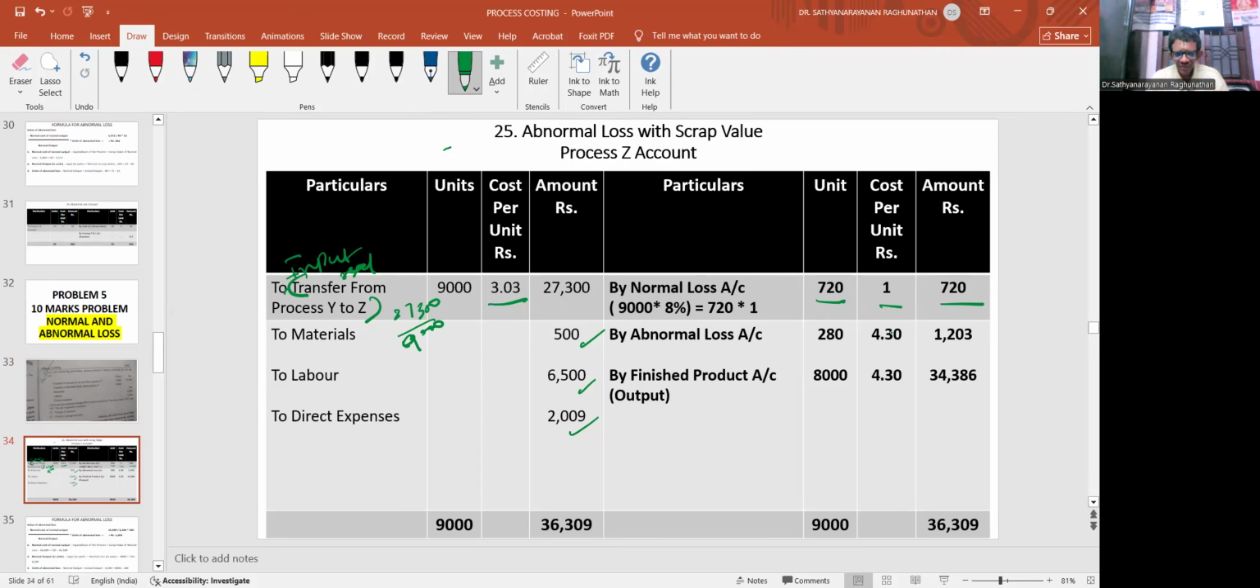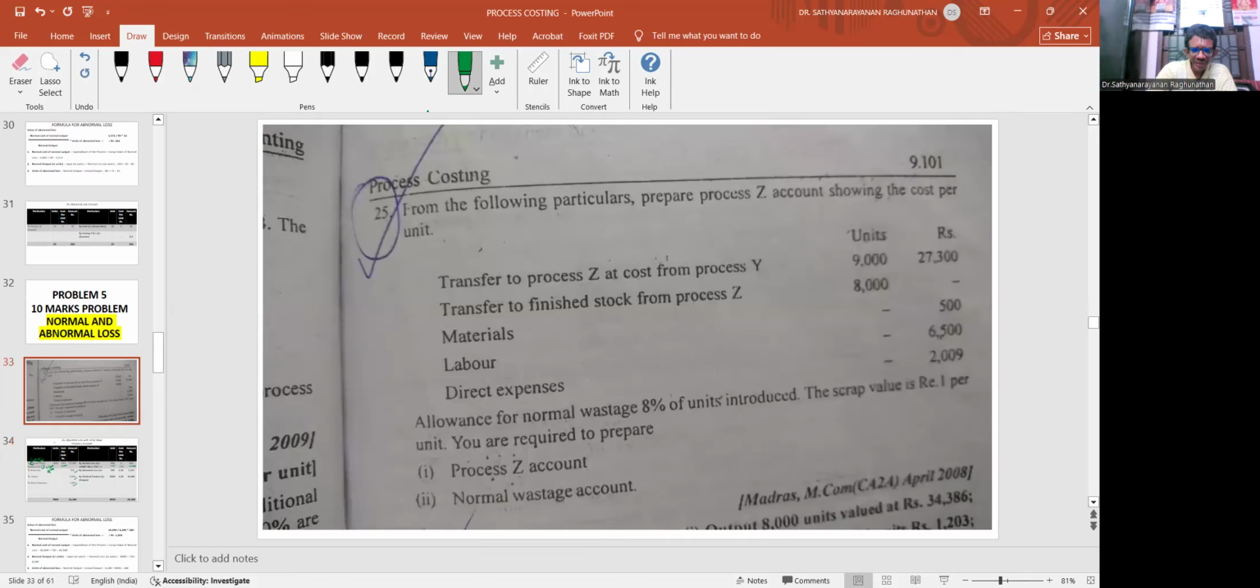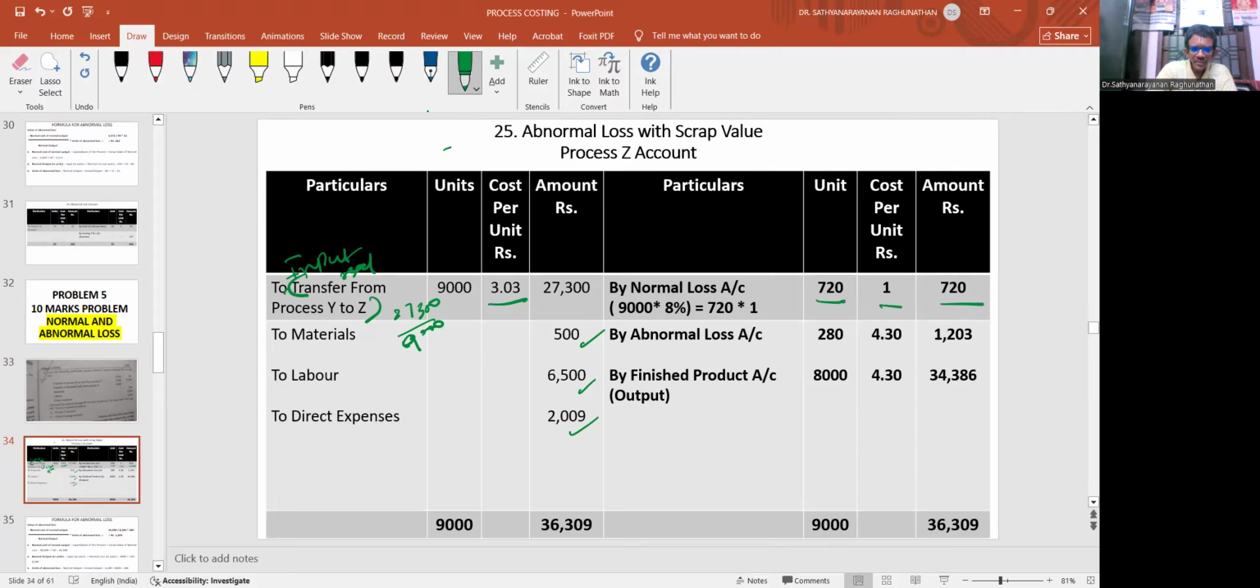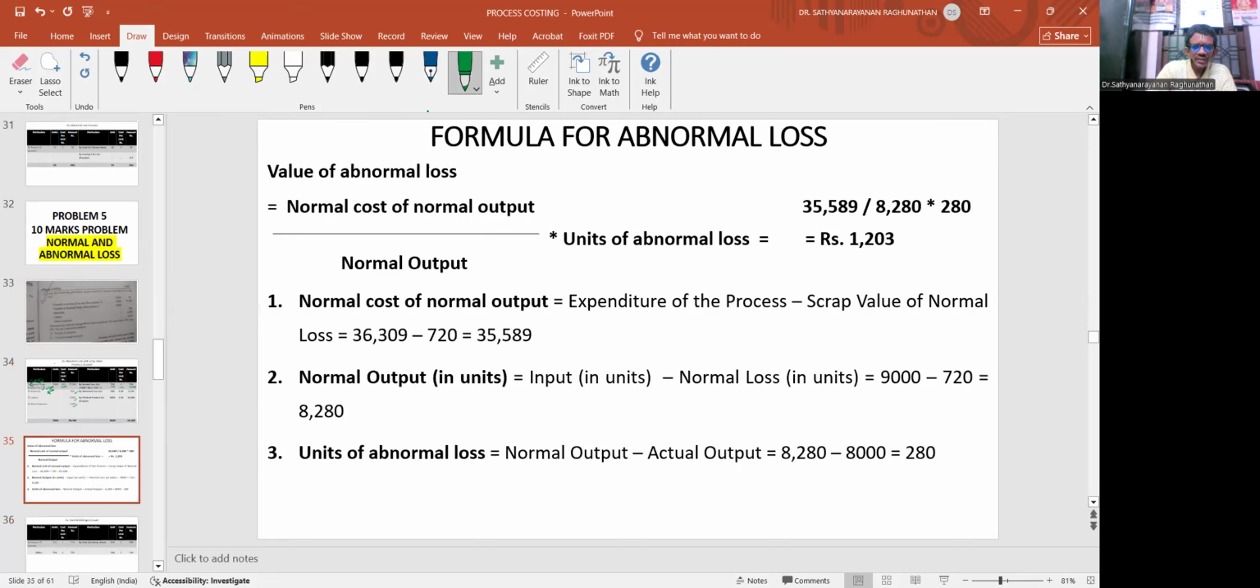By normal loss account. After that, by abnormal loss account, how will you be working? You have to find the value of abnormal loss.